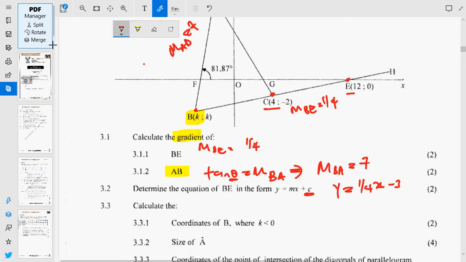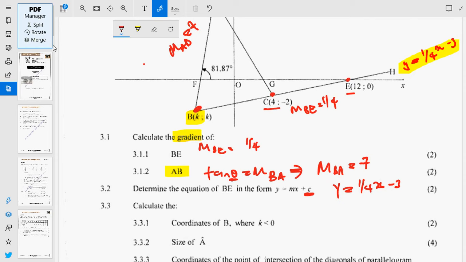If you look at B, you will see that B lies on this line BE. And we know the equation of this line is y = 1/4 x - 3. So if B lies on this line BE, then B must satisfy this equation.